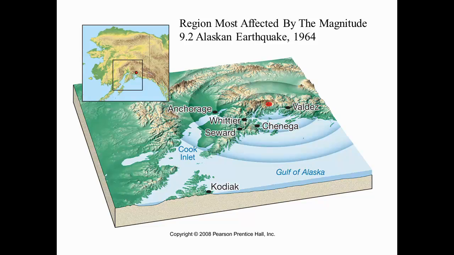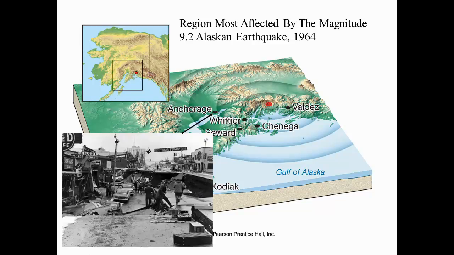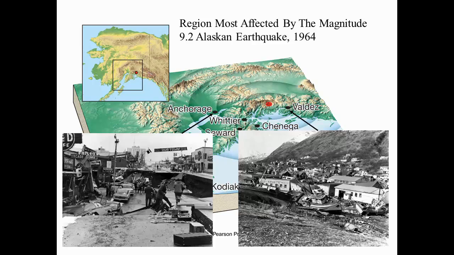Now here's a map showing the region most affected by a magnitude 9.2 Alaskan earthquake back in 1964. This was a huge earthquake, one of the largest ever recorded. And it occurred just to the northwest of Valdez, Alaska. Anchorage, which is quite a bit further west, nevertheless experienced a great deal of damage. Valdez, in turn, also experienced great destruction, mainly as a result of the tsunami that was generated as a result of this particular earthquake.